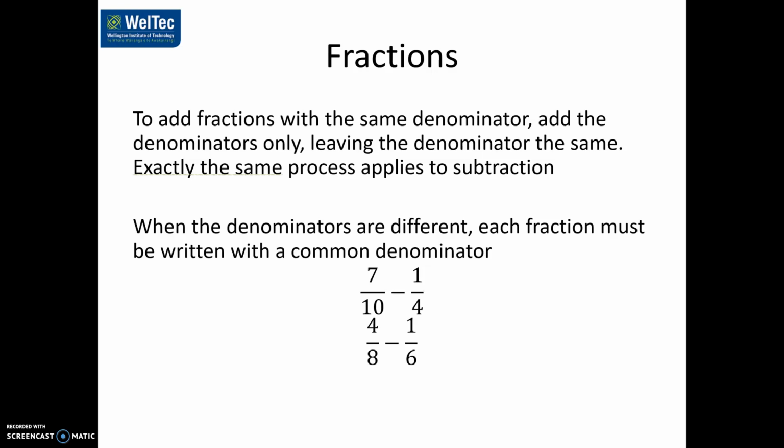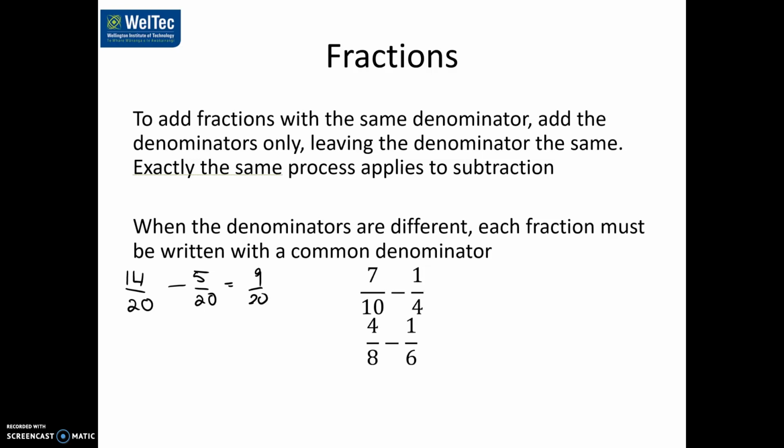Subtracting or adding, you've got to have the common denominator. Whether we're adding or subtracting doesn't matter. If we have 7 over 10 minus 1 over 4, the common denominator could be 20, the least common. So 7 over 10 is the same as 14 over 20, and 1 over 4 is the same as 5 over 20, which gives 9 over 20.